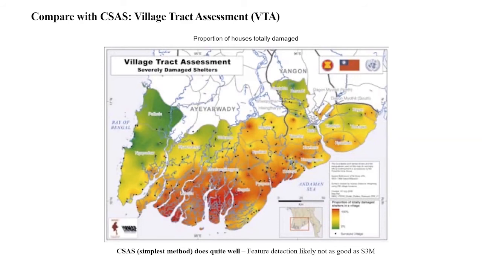So CSAS, the very simple method, which you can do with a ruler and some crayons and a calculator, actually does quite well. I think the feature detection is not likely to be as good as with S3M, but it's still functioning quite well. And is there a next slide?